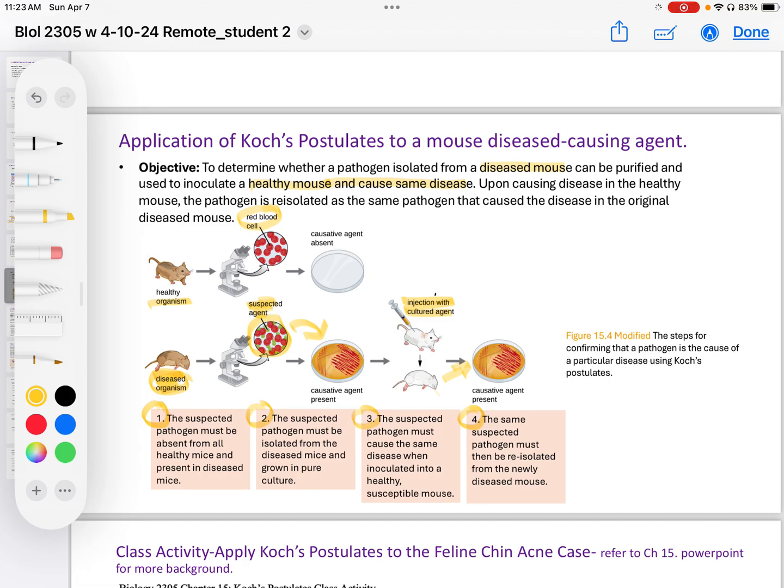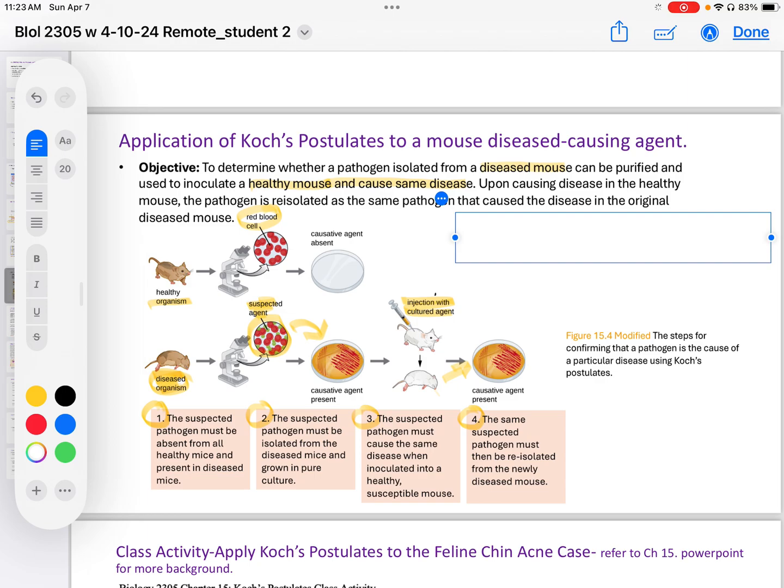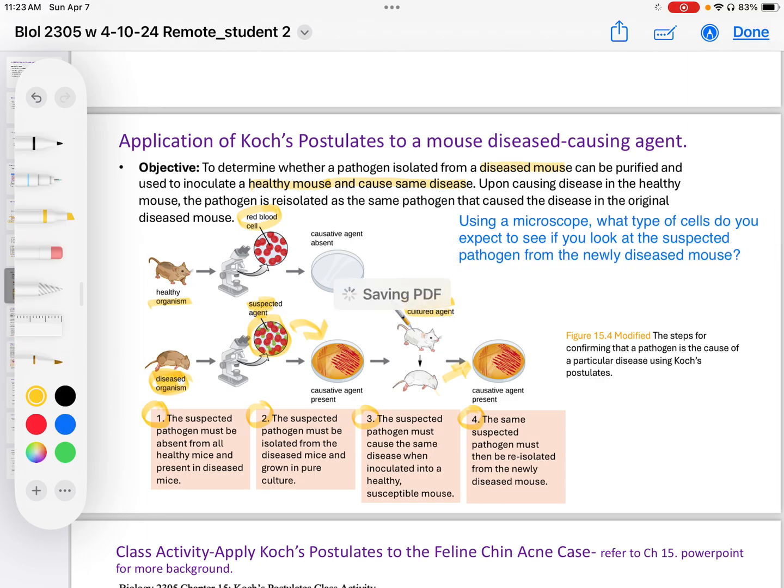So my question from this point is to ask you this. If we were here at the end and we are looking at this causative agent, which is now newly isolated from this diseased mouse and now in pure culture, using a microscope, what type of cells do you expect to see if you were to look at the suspected pathogen from this newly diseased mouse? If we were to take these cells from this pure culture here and put them onto a slide and look at it in the microscope, what would you expect to see? What type of cells do you expect to see?